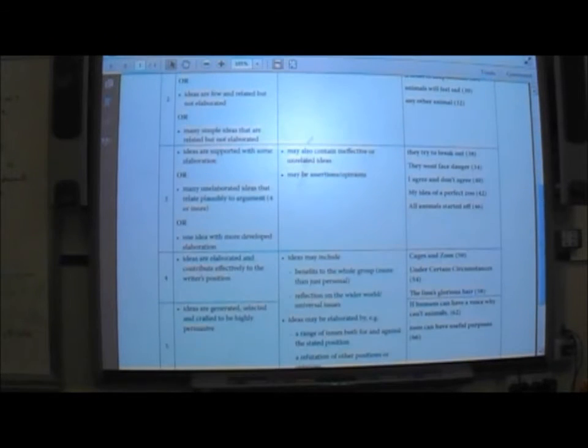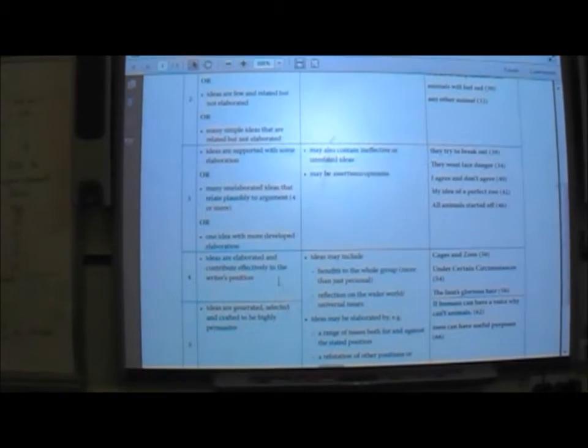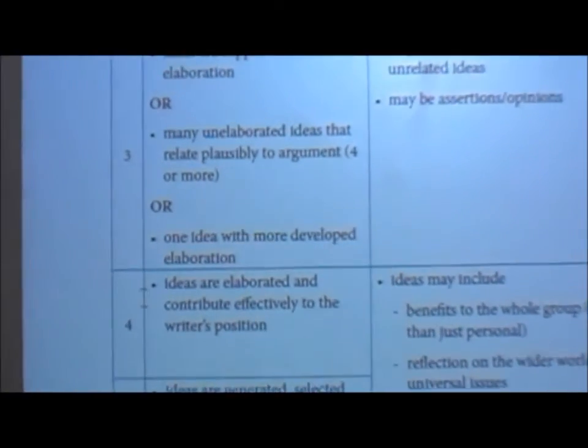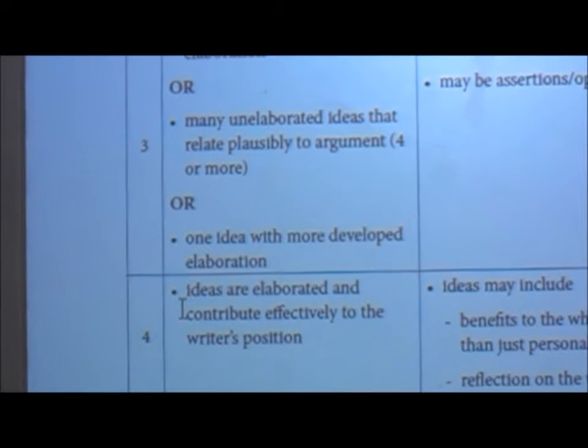Then we've got ideas supported with some elaboration. So this is the whole teal stuff that's helping us to teach to this criteria. Ideas that are elaborated can contribute effectively to the writer's position. So that's the sorts of things that we're looking at when we're talking about the use of persuasive techniques. But then you might get to the point where you go, okay, text contains an introduction, a body and a conclusion, but what does that actually look like?